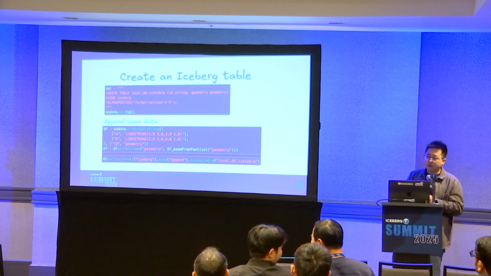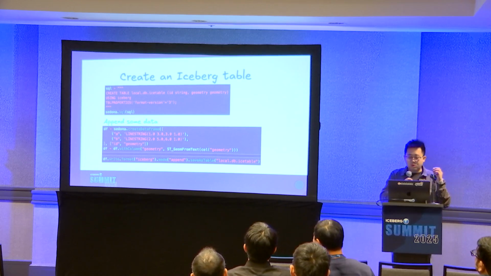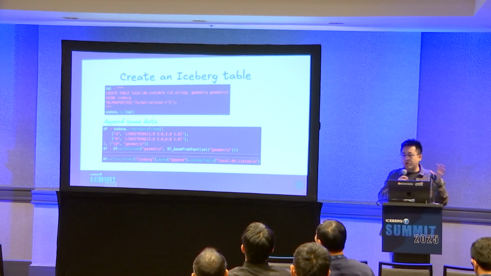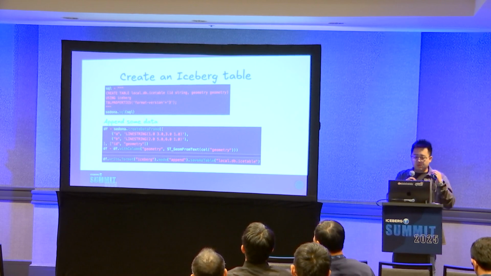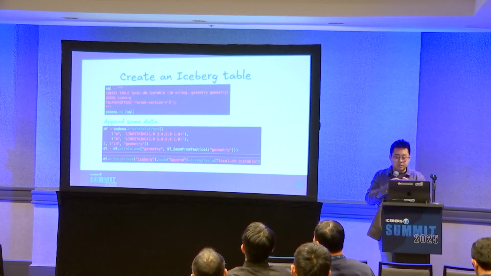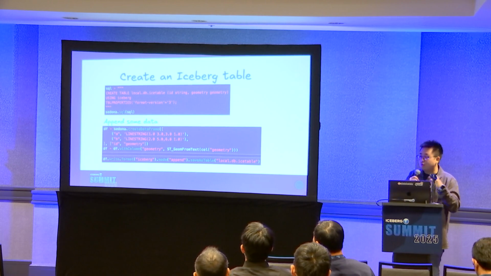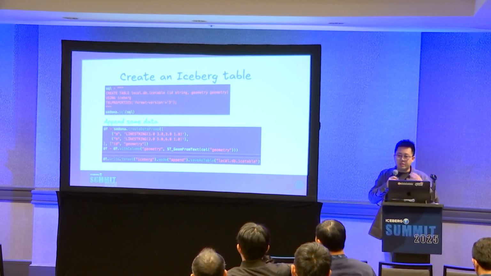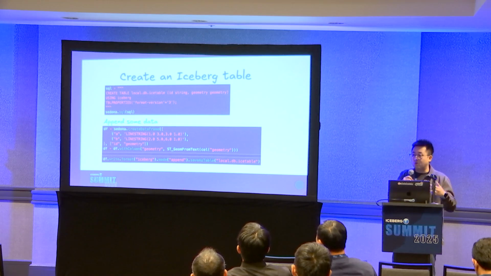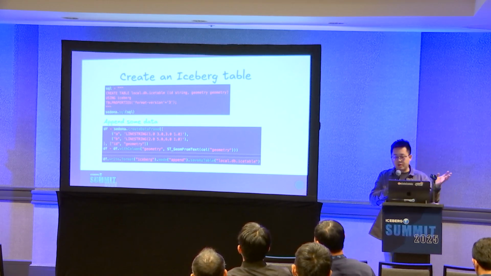Let's append some data. We are appending two records, A and B, in this table through one transaction, one operation. Each of these records also comes with a spatial object, which is a line string object. A line string object is essentially a line segment defined by two endpoints. Now let's insert those into the table.